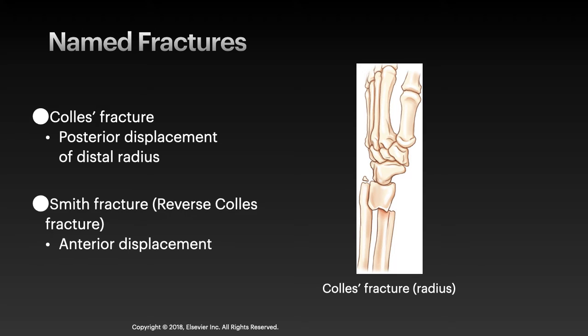You also have your named fractures, the Colles fracture, posterior displacement of distal radius, or your Smith fracture, which is the reverse of the Colles fracture with anterior displacement. The image to the right is a Colles fracture.